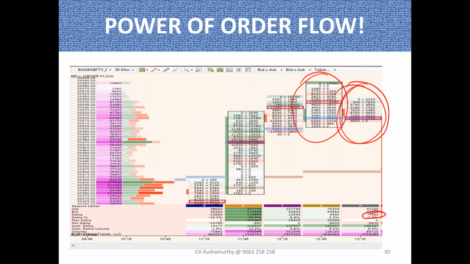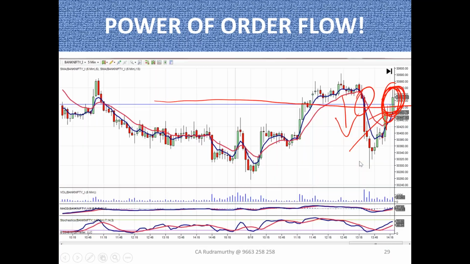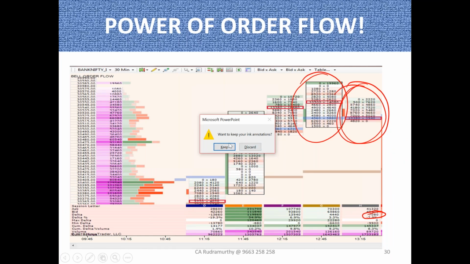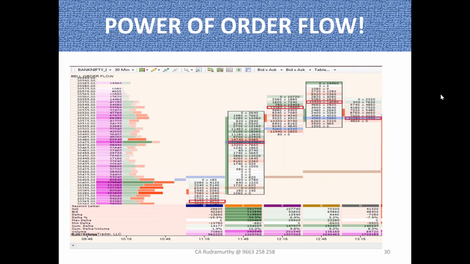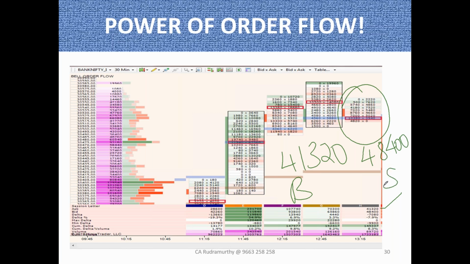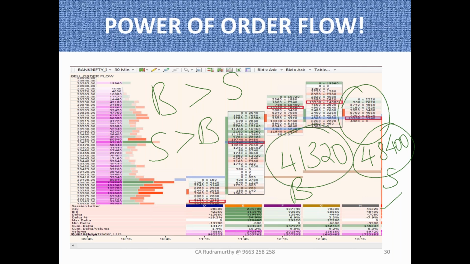What is this minus 7080? What you could see very clearly was that I'm able to just take the pen here to show you. What you could see very clearly was that on this full candle you had 41,320 buyers. So that's what you see here, and you saw 48,400 quantity sellers. Now please tell me, were buyers stronger than sellers, or were sellers stronger than buyers? Here sellers are 48,400, buyers are only 41,320.